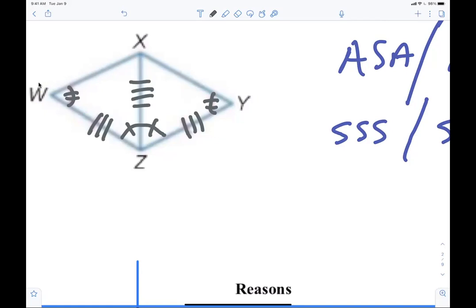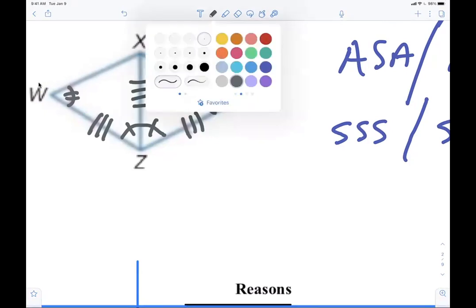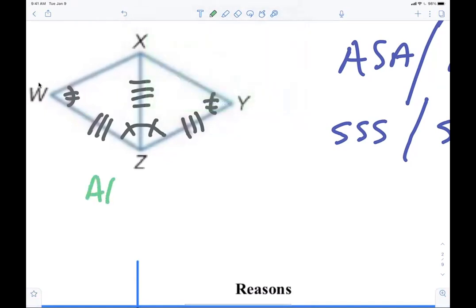If you said XZ is congruent to XZ, you can now say angle, angle, side. You could also say side, angle, side.